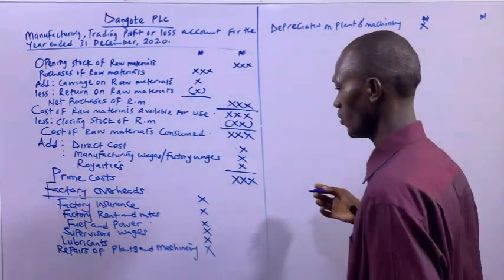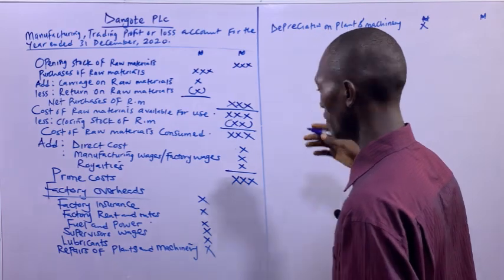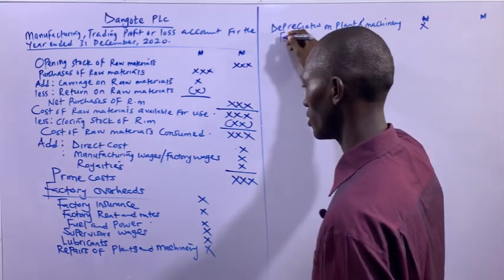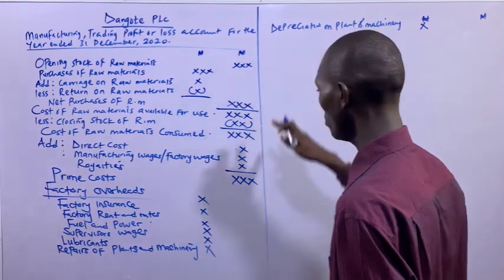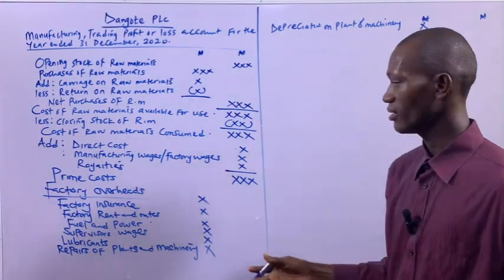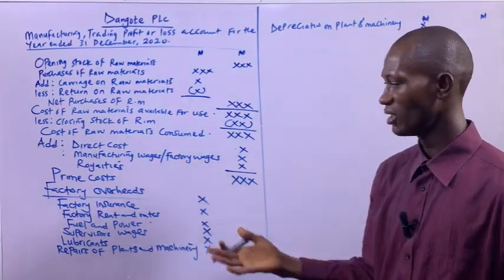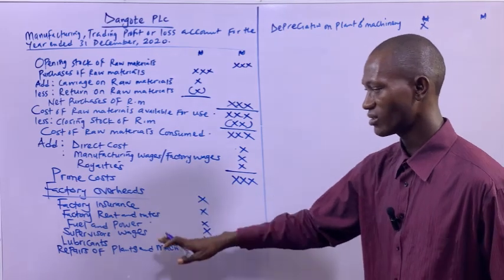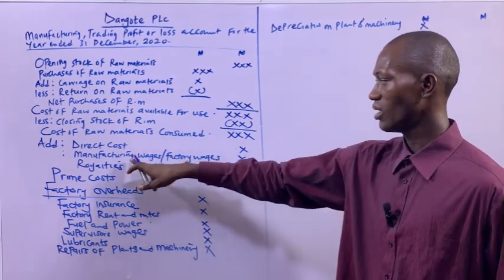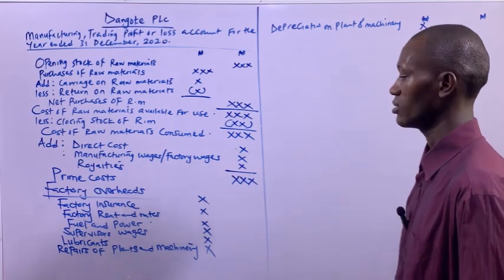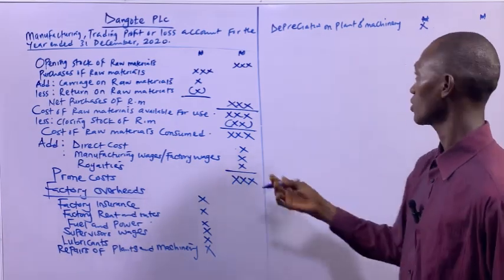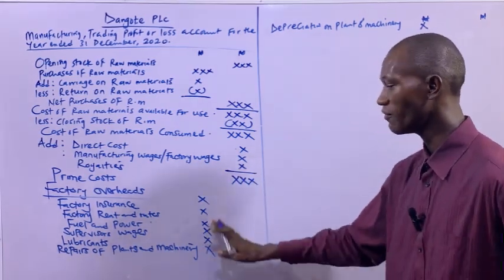Then we could have factory insurance. Okay, we've gotten that factory insurance. So any other factory related items, we can bring it here, except factory wages. I hope that is taken. So basically, this is what we have for factory overheads.